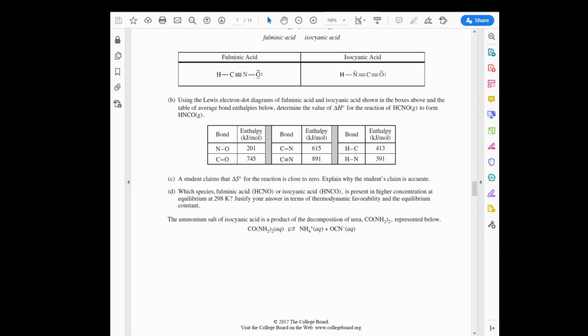D then ends, and then there's an odd split in the question. It says the ammonium salt of isocyanic acid is a product of the decomposition of urea, CON2H4, represented below. And you see this decomposition reaction.